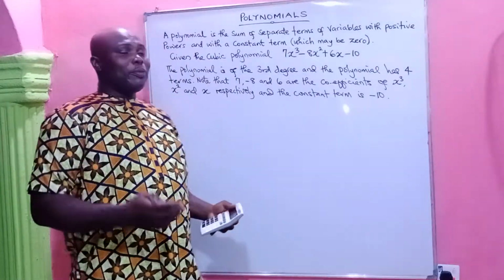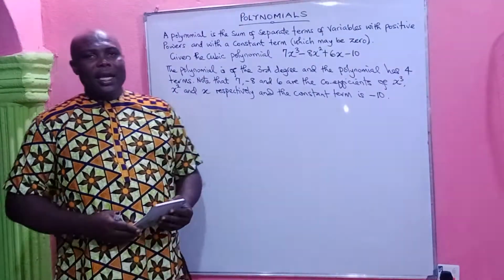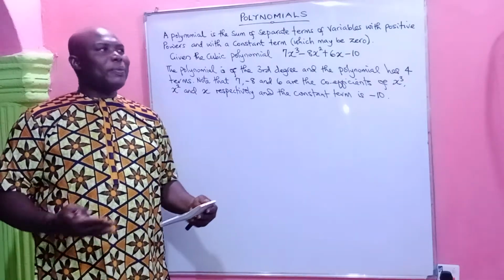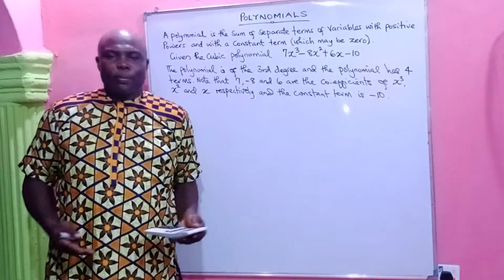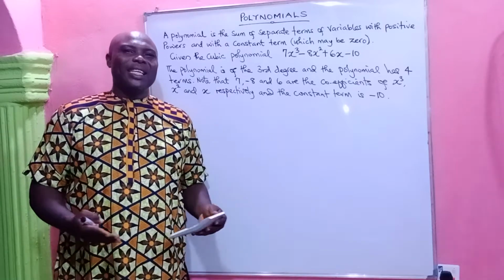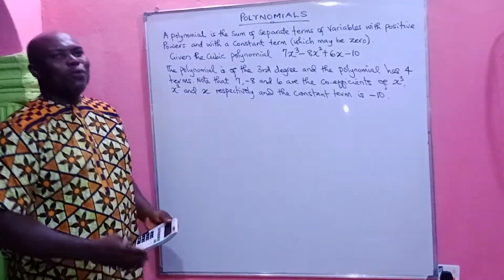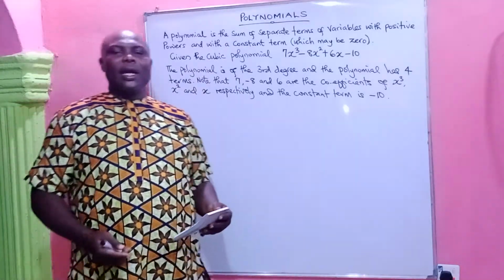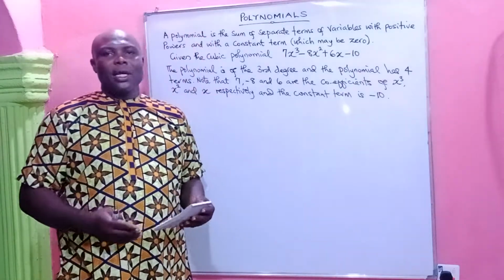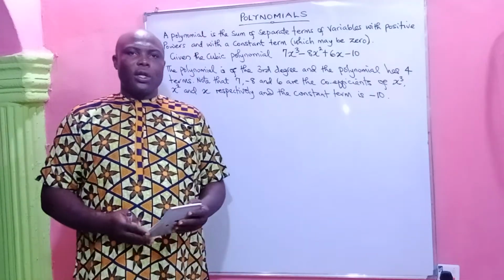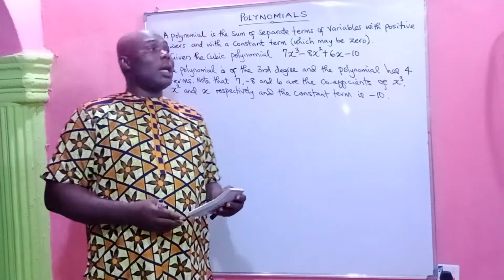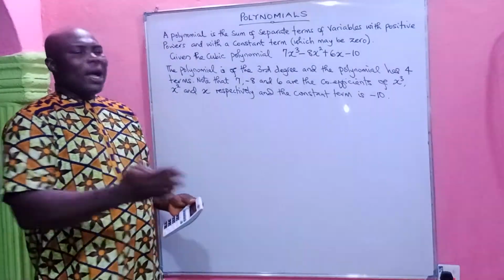Alright, and what is a polynomial? A polynomial is the sum of separate terms of variables with positive powers and with a constant term. And this constant term can also be zero as well. That's what a polynomial is all about. And then we have an illustration on the board.